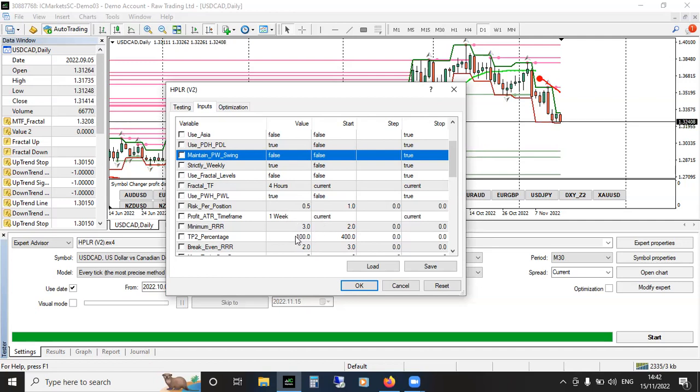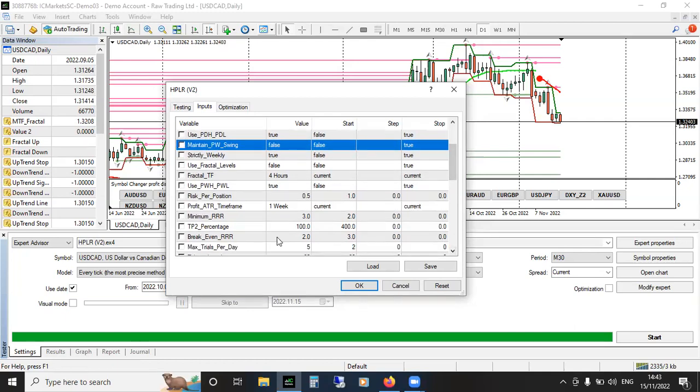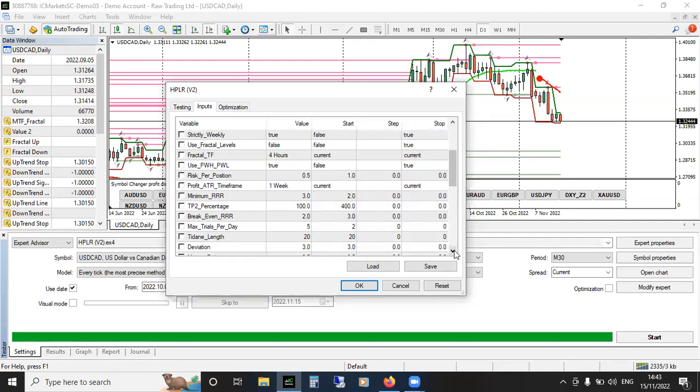And then of course you can set your TP2 percentage. So it's basically the hours that you want. 100 means 1 hour, 200 means 2 hours, 300 means 3 hours, and on and on. Then you can set the break-even RRR per day. That is basically when the EA will move your stop loss to break-even. You can set this to 1, and it just means once 1 hour is achieved, it should break even. You can set it to 2: once 2 hours is achieved, move it to break even. 3: once 3 hours is achieved, move to break even, and on like that.